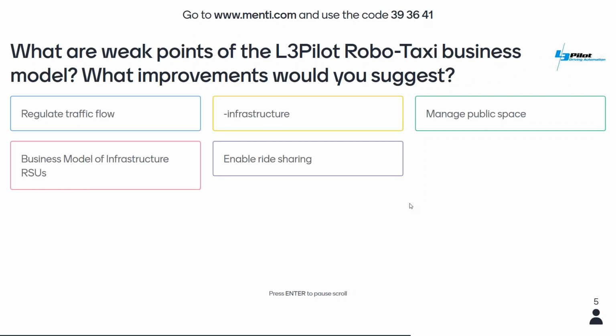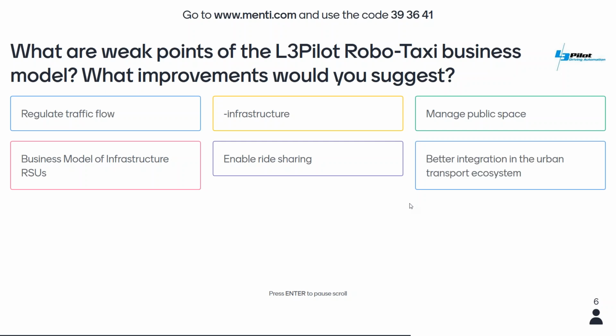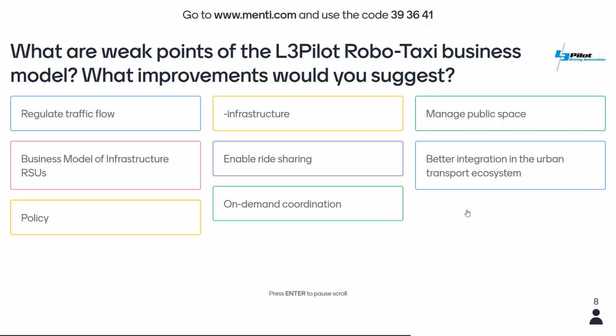Of course, this is also related to the political discussion and the public acceptance. We need to provide an additional value and an improved traffic flow. And of course, this also needs to be coordinated between other actors. The public space management is absolutely crucial indeed. So, as I said, there might be, for instance, specific lanes for the robo-taxis.